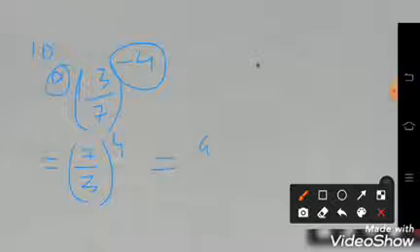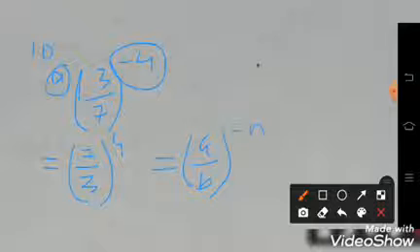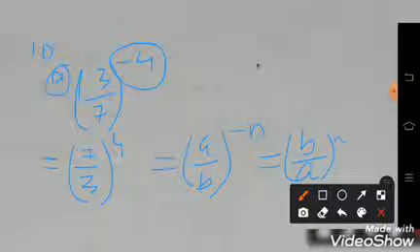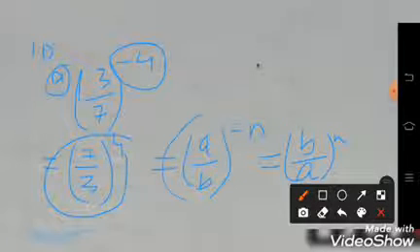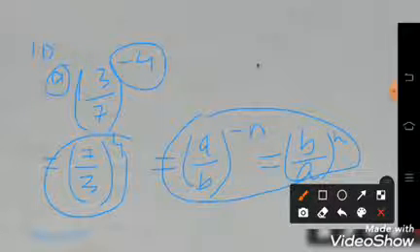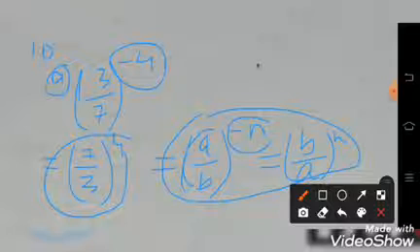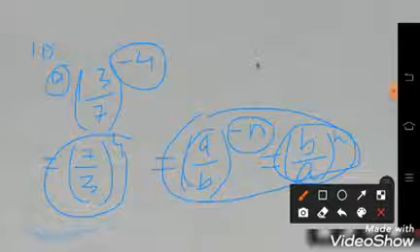here (a/b) to the power minus n is equal to (b/a) to the power n. So here we got this from this formula. a/b is any rational number, and this is a negative exponent, and this is how we convert it into a rational number with positive exponent.